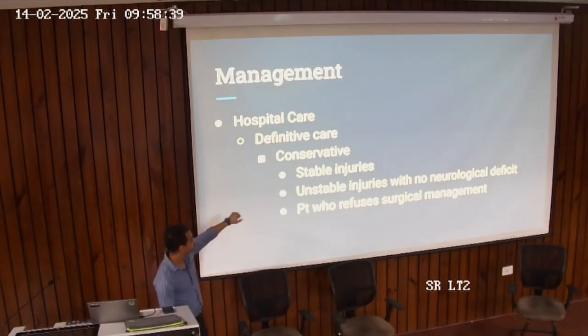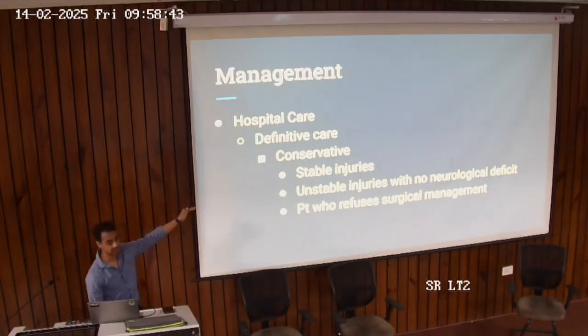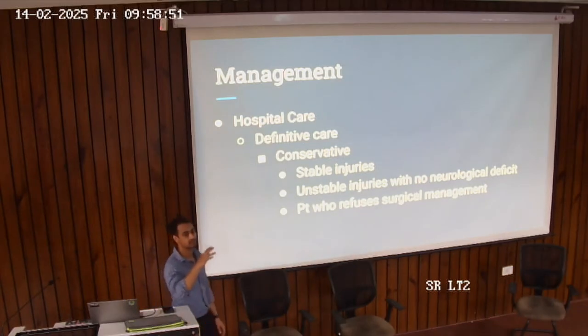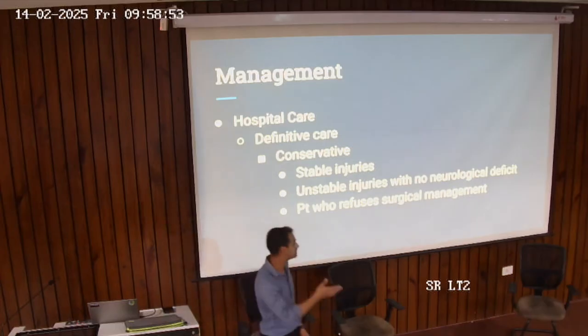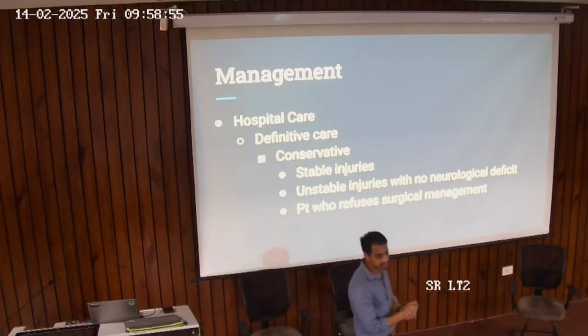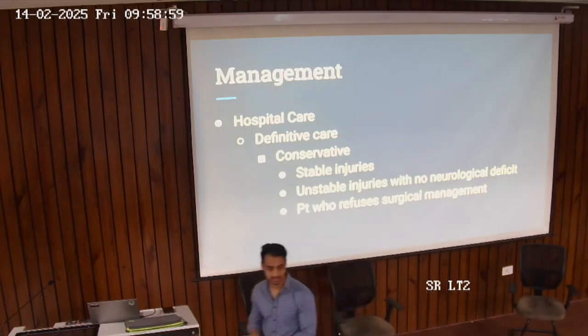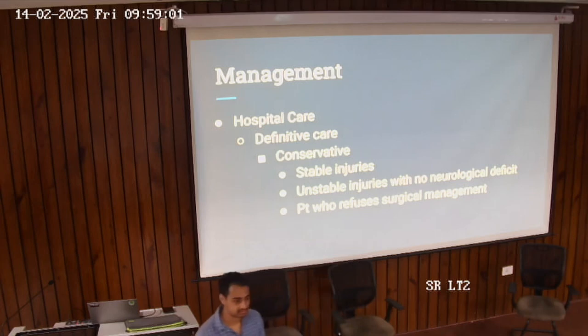Okay, so treatment wise, the patient is in hospital, you start the definitive care. The first is always conservative management for all the stable injuries. What were the stable injuries? A1, A2, A3. Meaning what? The anterior column is damaged and it does not progress.